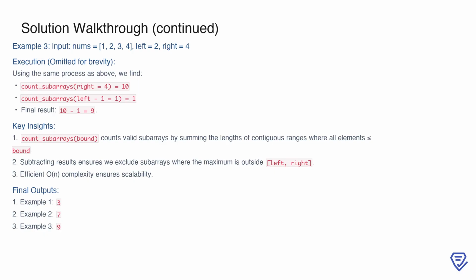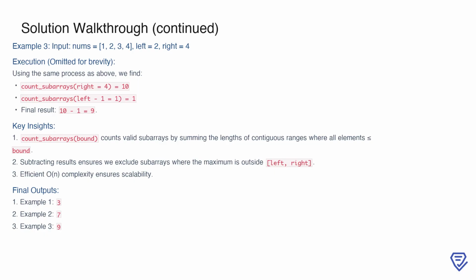In the third example, the input is nums equals [1, 2, 3, 4], with left equals 2 and right equals 4. Using the same process, we calculate count_subarrays(bound = right = 4) to be 10 and count_subarrays(bound = left - 1 = 1) to be 1. Subtracting these, the result is 10 - 1 equals 9. This gives us the final output for this example.